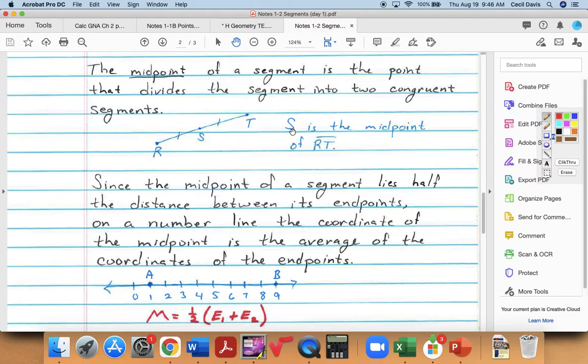So here we know that S is the midpoint of segment RT. S is the point that divides segment RT into two congruent segments. And that's the way we would mark it on a diagram. Now everyone knows, oh, segment RS is congruent to segment ST because of that marking. So segment RS is congruent, remember that's our symbol for is congruent to, segment ST.